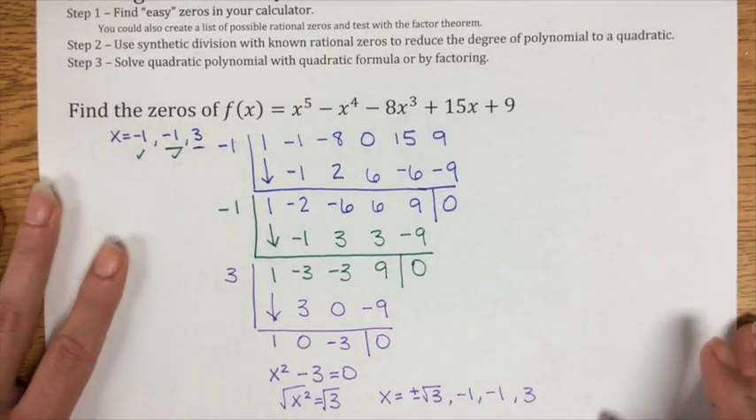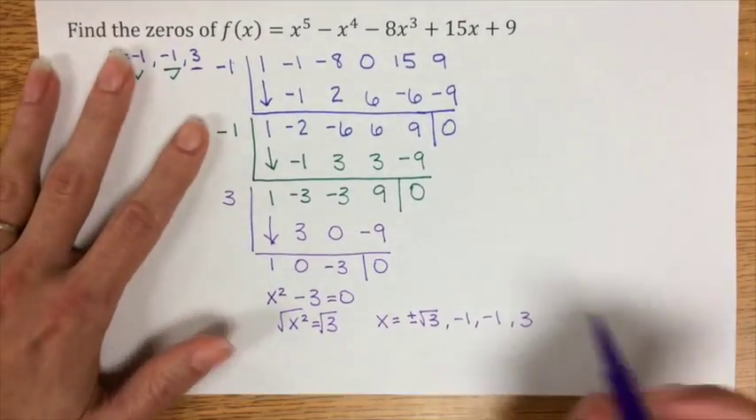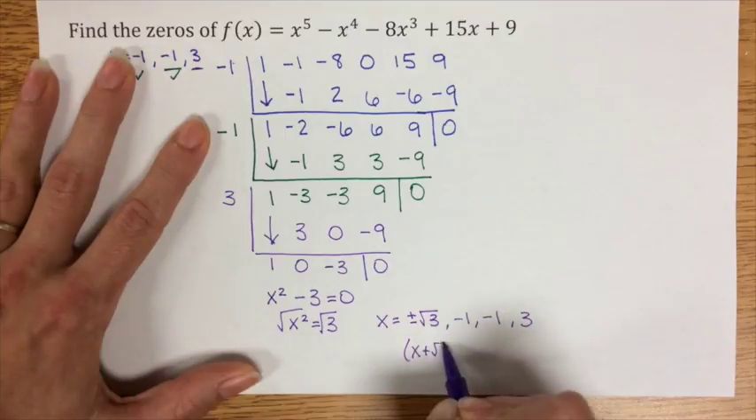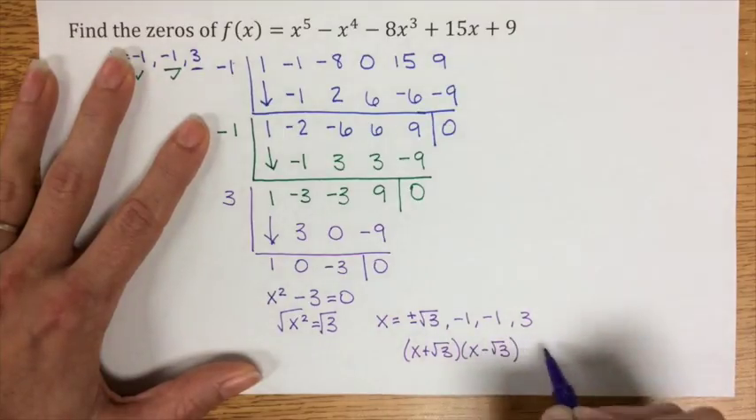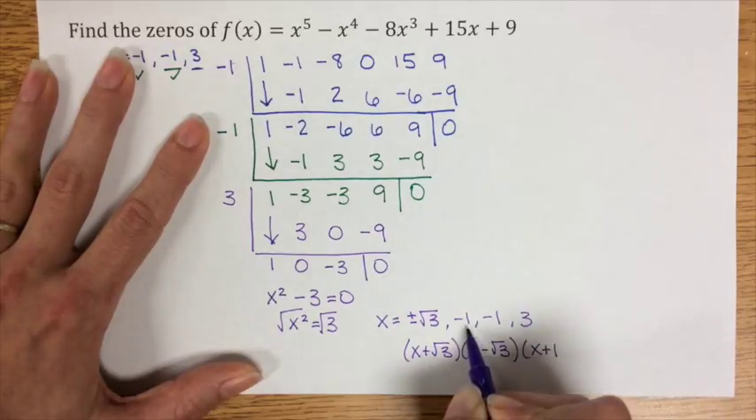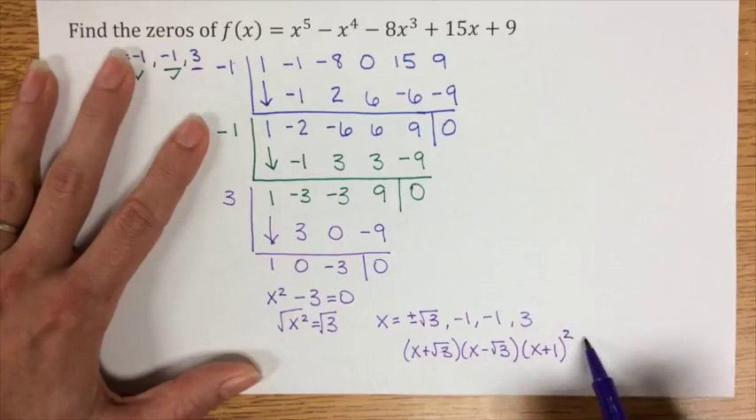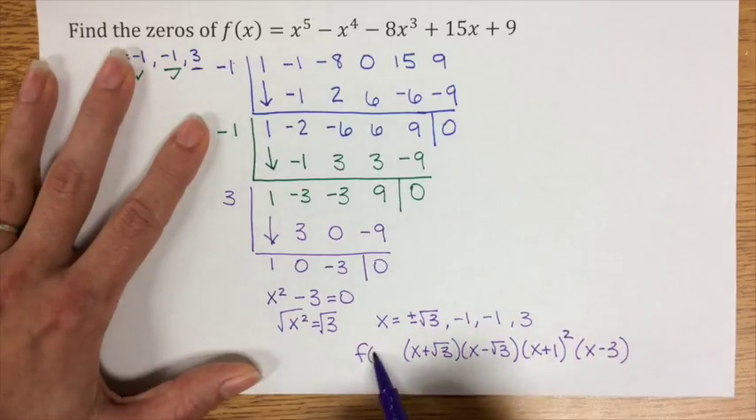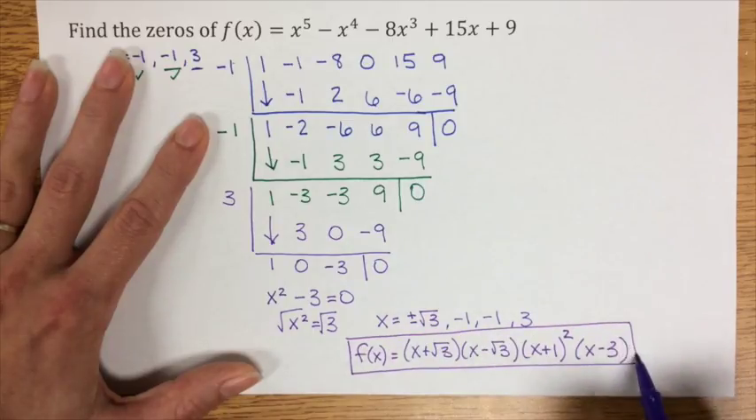If we needed to write this in factored form, we could. We would say x plus square root of 3 times x minus the square root of 3 times x plus 1, and this has a multiplicity of 2. And then x minus 3. So this would be our factored form of this polynomial function.